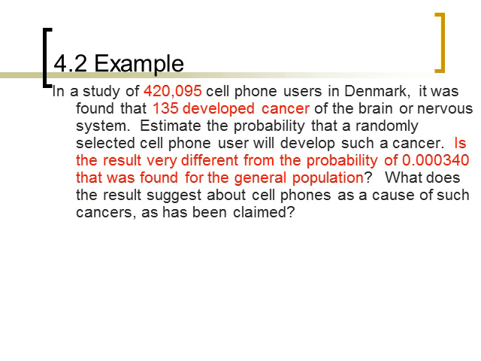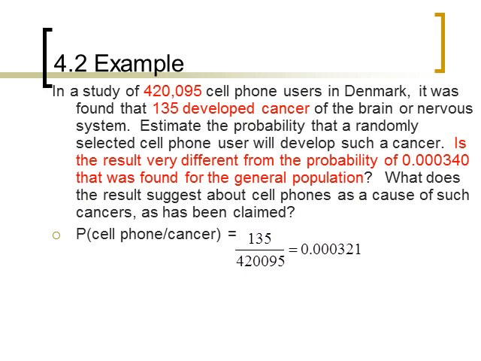So let's set up this classical probability. So what are we solving for? We're solving for the probability that a cell phone user gets cancer. So I've highlighted in red the important numbers. So just search for the numbers in the problem. 135 developed cancer. So let's go ahead and put that in the numerator of our fraction. And the denominator, always search for the total. So in their study, they had a total of 420,095 total cell phone users.